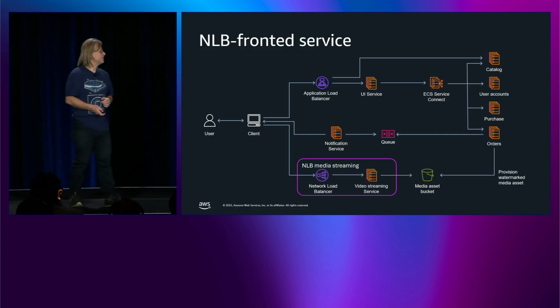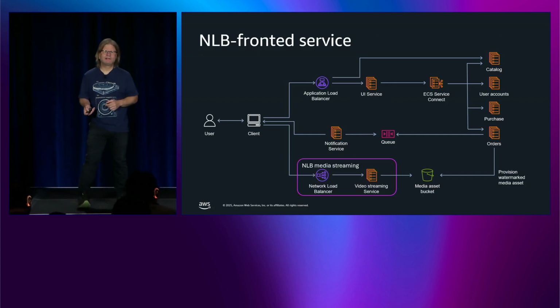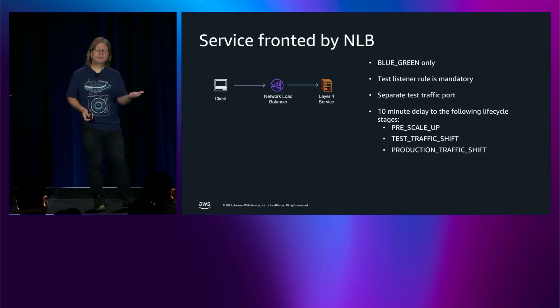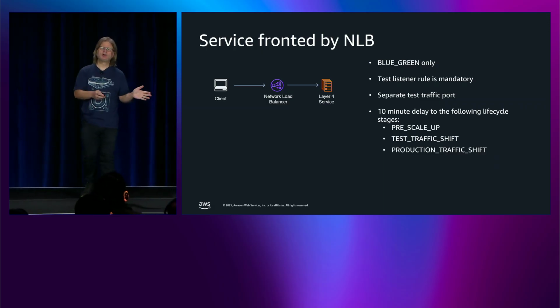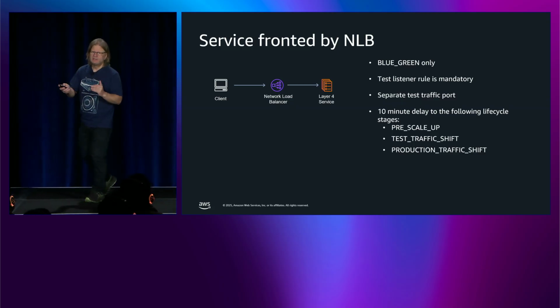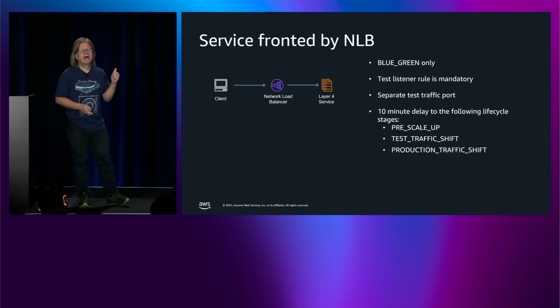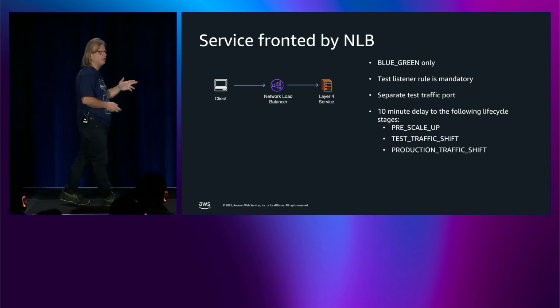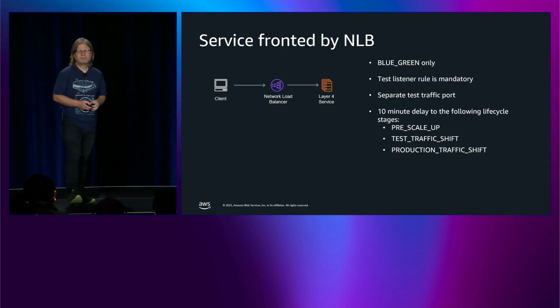And to do this, they used advanced deployments with a network load balancer. With network load balancer, it's very similar in many ways to what we saw with application load balancer, but there are some differences you need to be aware of. First, with network load balancer, at the moment you can only do blue-green. You cannot do canary or linear.